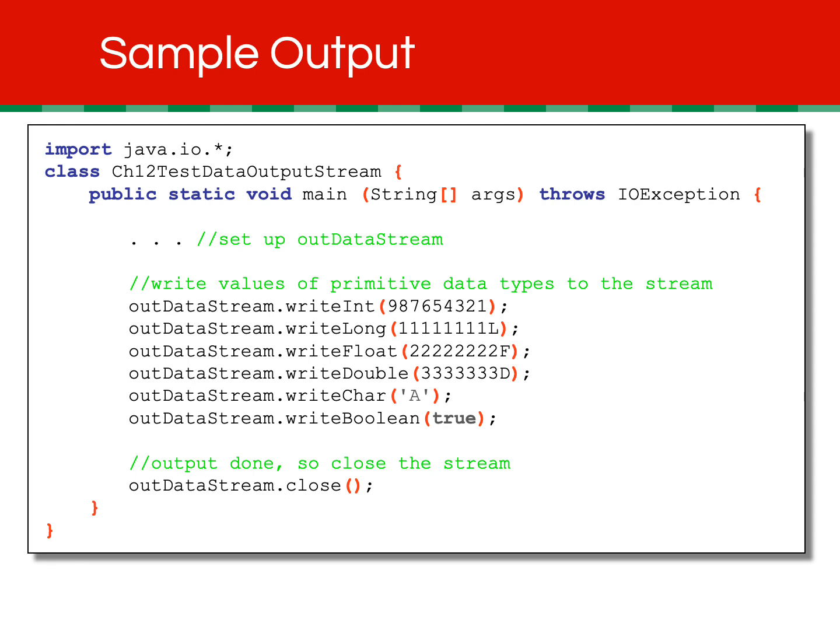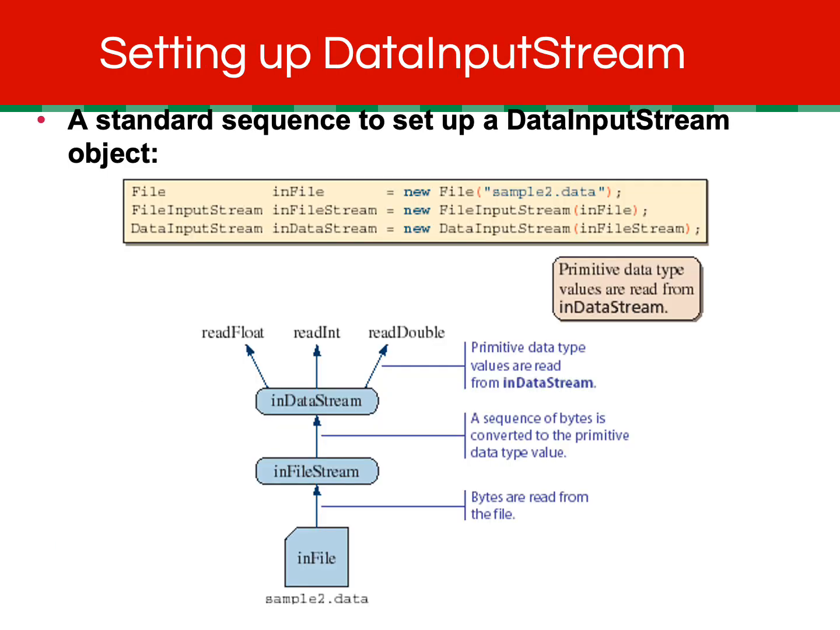So, you need to know the values and also the methods that represent the primitive data types. If you want to write a float, you would have to use the writeFloat method. If you want to write a double, you have to use the writeDouble method. After you have finished adding all the values, you have to close the stream by writing outDataStream.close(). Now that we have written into the file, how are we going to read whatever we have written in that file?